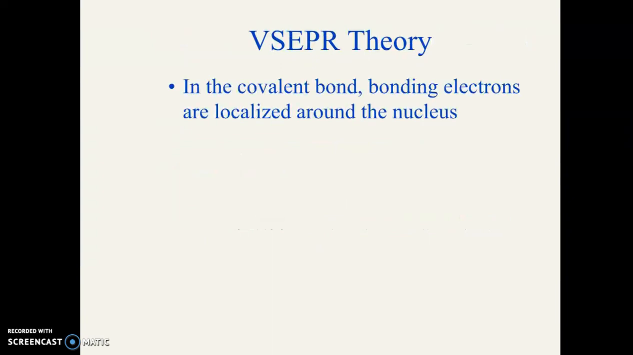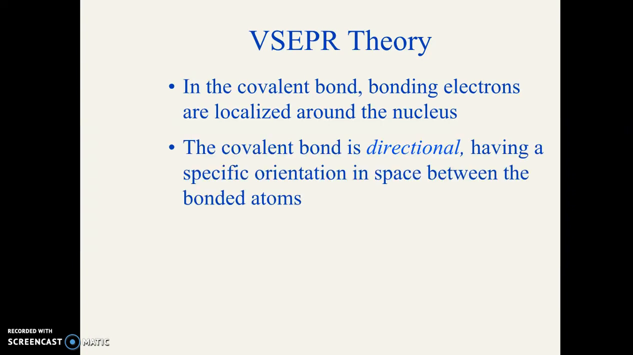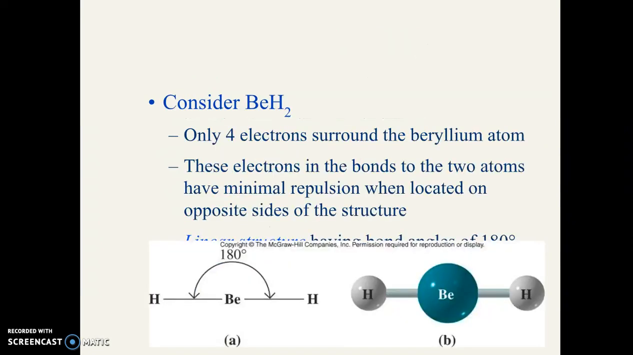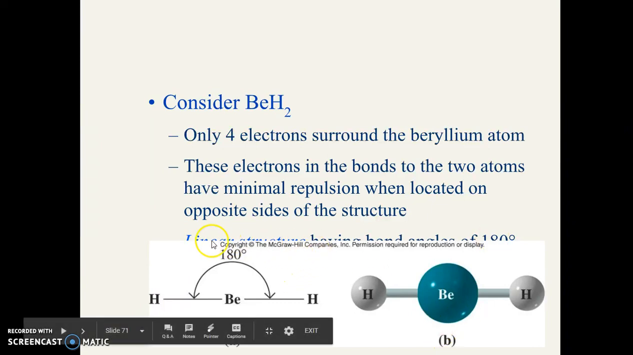So in a covalent bond, the bonding electrons are localized around the nucleus. And we can think about the covalent bond as directional, having a specific orientation in space between those bonded atoms. Ionic bonds have electrostatic forces, which have no specific orientation in space, so that's not really vital for your understanding of this material. So let's look at this one, for example. We're just going to jump right in and start talking about these. I know you can't read this right here, but I'll tell you what it is when I move this out of the way a little bit.